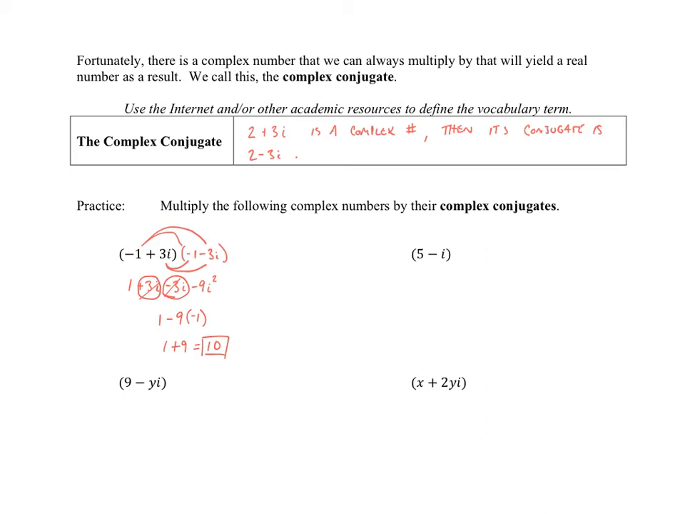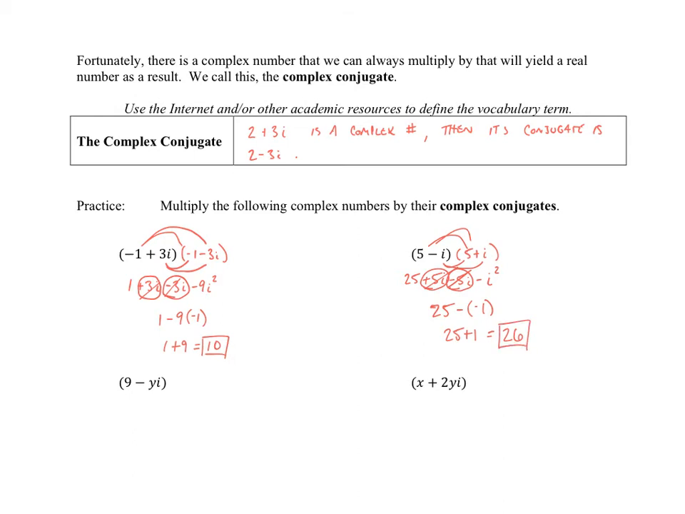Let's try it again with 5 minus i. The conjugate of that would be 5 plus i. So if I multiply here, I get 5 times 5. That's 25. 5 times i is 5i. Negative i times 5 is negative 5i. Negative i times i is going to be negative i squared. Now let's combine like terms. 5i minus 5i, those are going to cancel again, just like we knew they would. Minus i squared, which we know is really just negative 1. So we really have 25 plus 1, or 26. Again, we got a real number.